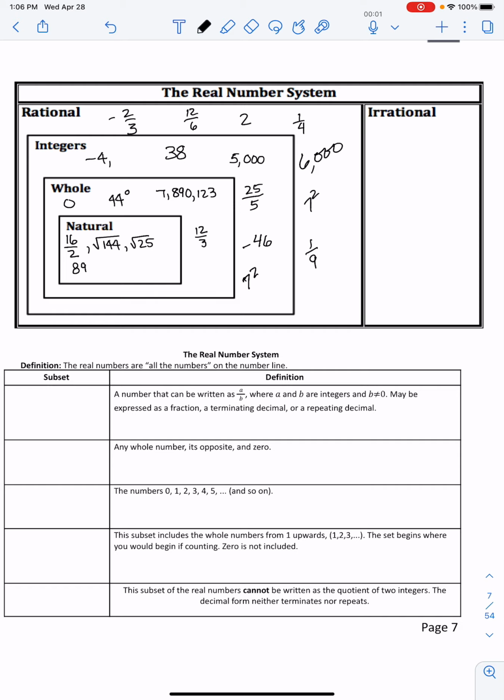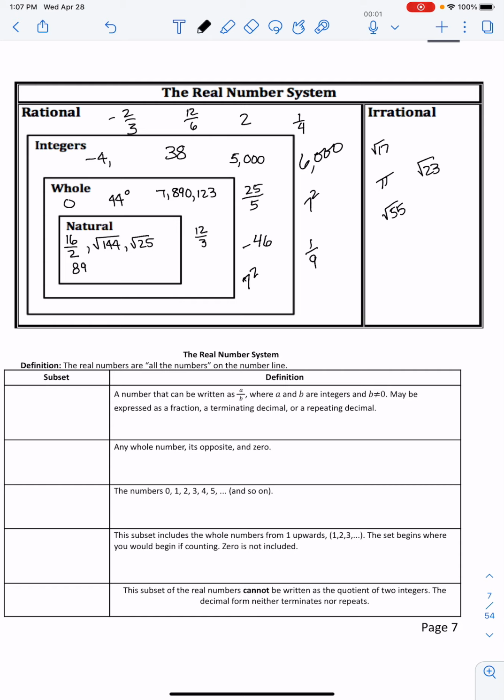Irrational numbers are numbers that never end, never repeat. Square root of 17, pi, square root of 55, square root of 23, and so on. Now, next.